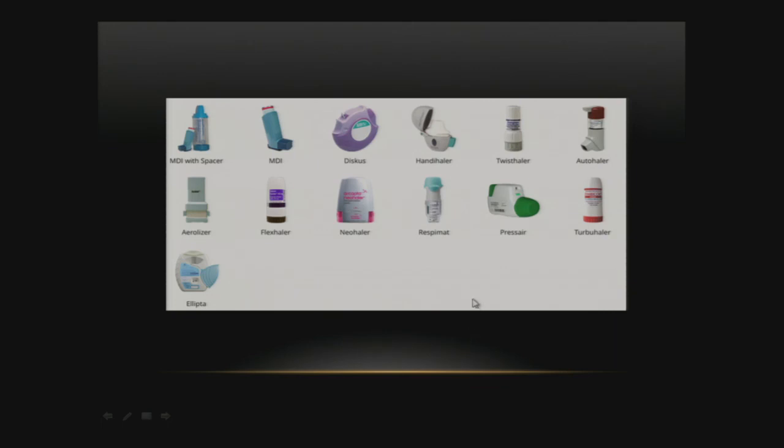One of our nurse practitioners said yesterday that a patient was swallowing their Spiriva capsule instead of putting it into their HandiHaler. That's not going to work either. So before you say my patient is non-compliant, my patient is not getting better, you need to assess whether they're using their inhalers properly.